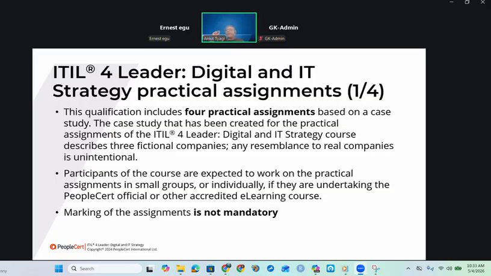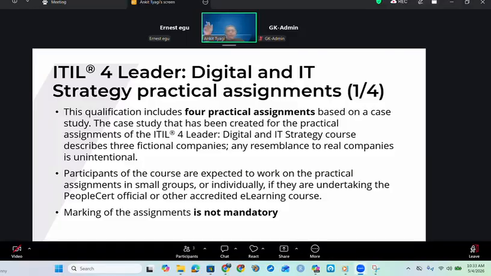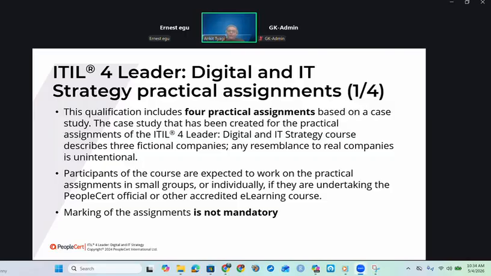Marking of the assignments is not mandatory, but many times it can happen that PeopleCert can ask us. I mean, as a trainer, they can ask me whether the assignments were done in the class or not. If I say yes, then I have to share the proof. That is the reason that I said you need to fill in the assignments and send them back to me. So I would keep a record of it just in case PeopleCert asks, then I'll have to share it.